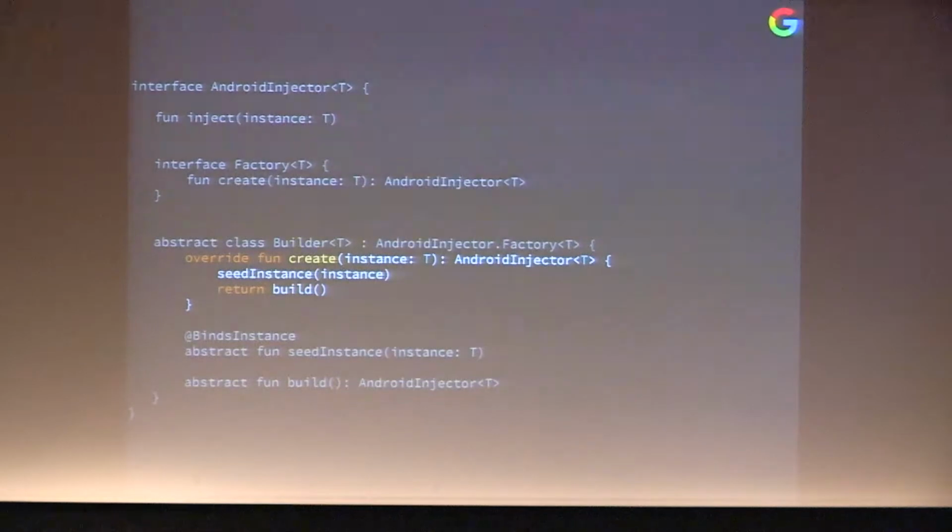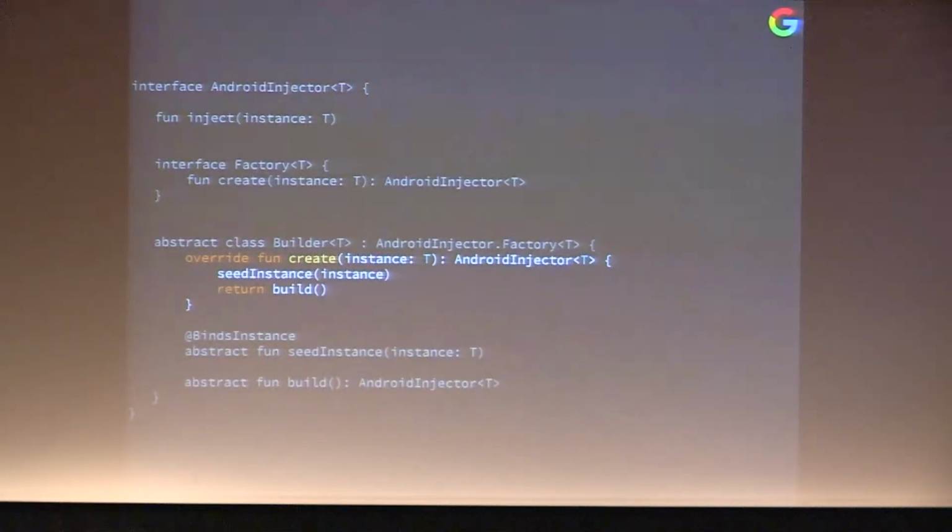And sorry, I forgot to explain. When you see the Google logo on the top right corner, it means that this code is part of the Dagger library. So it's not something that you will write yourself. So here, all of this class is part of the Dagger library.